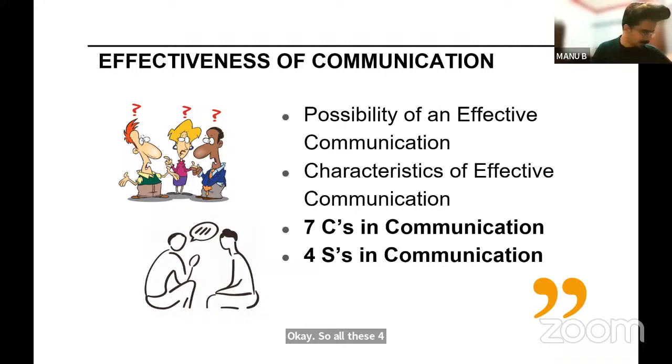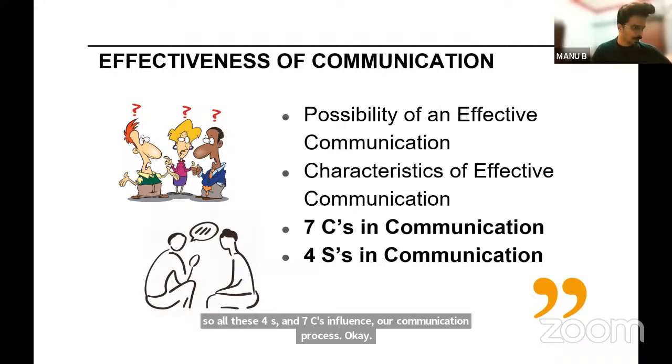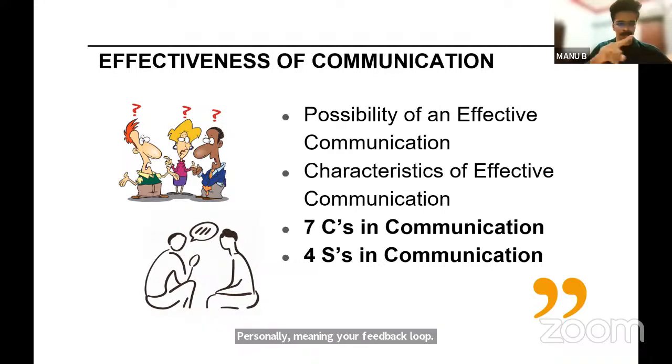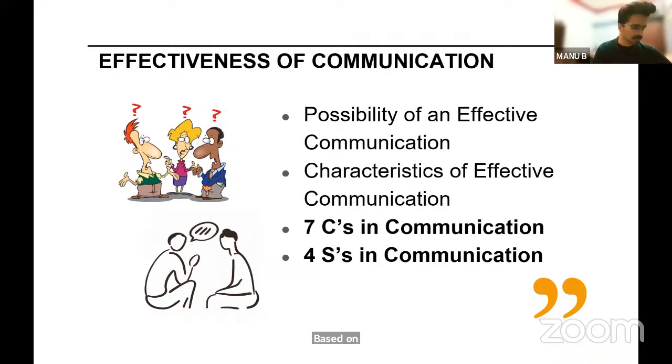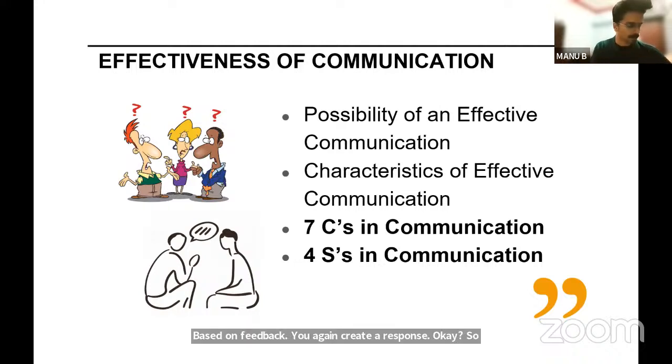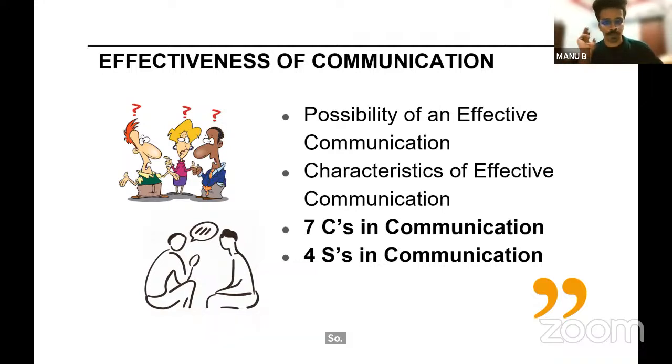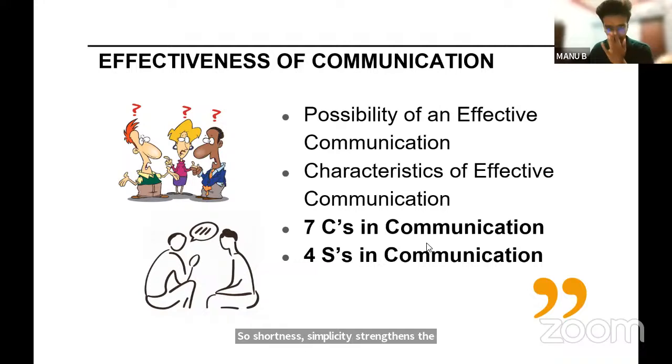Okay, Sonali Sahu, meaning of feedback loop. Feedback loop means once you send a piece of information, you get feedback. Based on the feedback, you again create a response. So that kind of loop it creates. That response again acts as feedback. So there, the swapping of encoder and decoder roles happens. Okay, so the 4 S's in communication are shortness, simplicity, strength, and sincerity. So these are all the 4 S's and 7 C's.